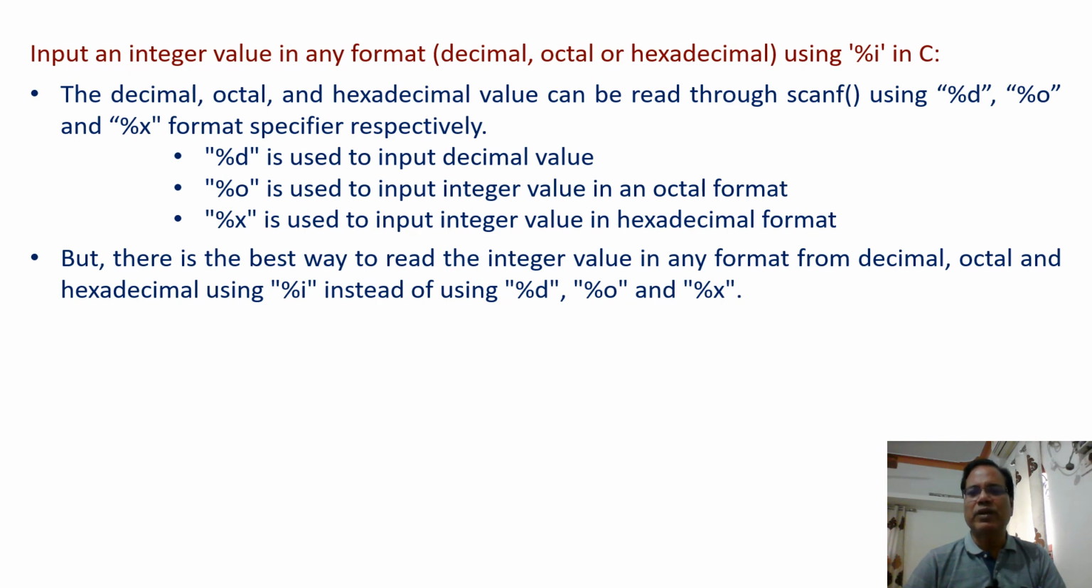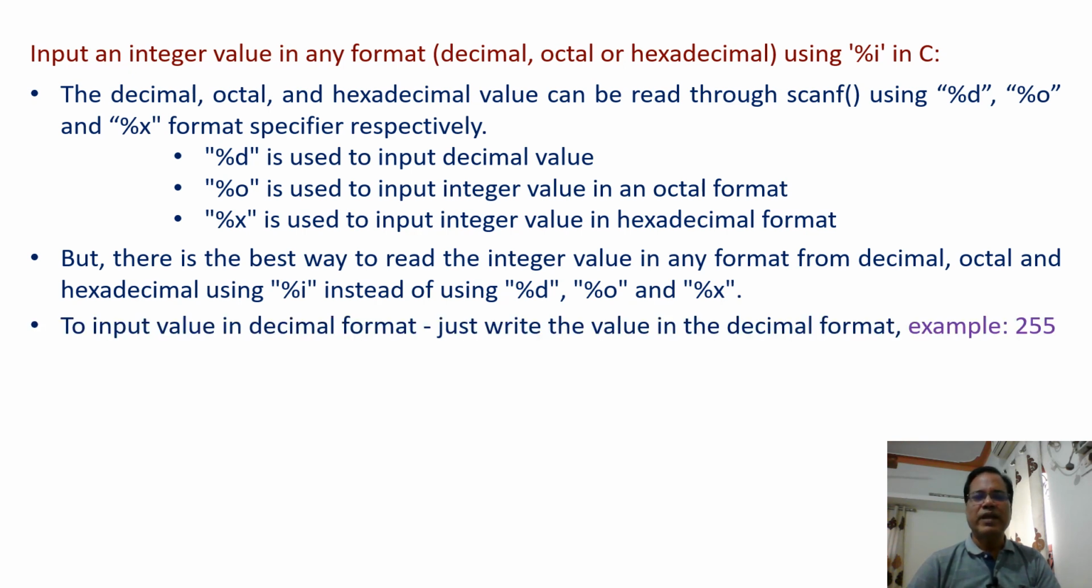But the best way to read an integer value in any format, decimal, octal or hexadecimal, is using the %i format specifier instead of using %d, %o and %x. So while inputting the data, reading either decimal data, octal data or hexadecimal data, we can use the %i format specifier.